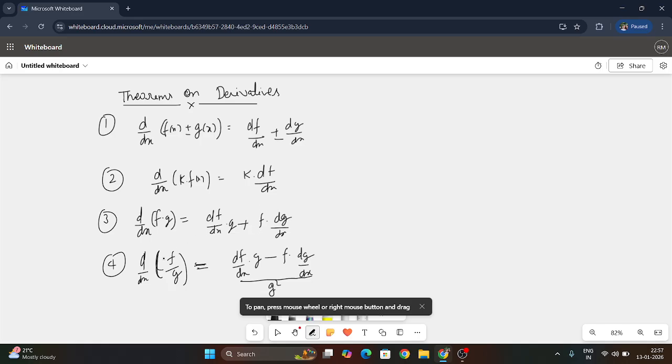And if functions are given in f by g form, then you have to differentiate the first one into g, minus first function f and differentiation of the denominator, that is g, dg by dx, upon g square. So these things you have to keep in mind. Mainly the fourth one is comparatively more important. These three you can easily remember, but the fourth one we generally forget.